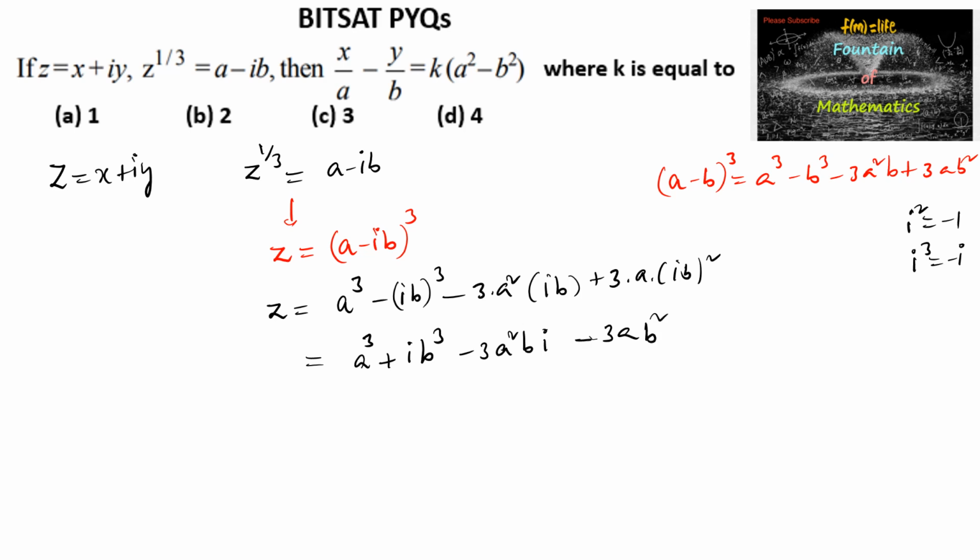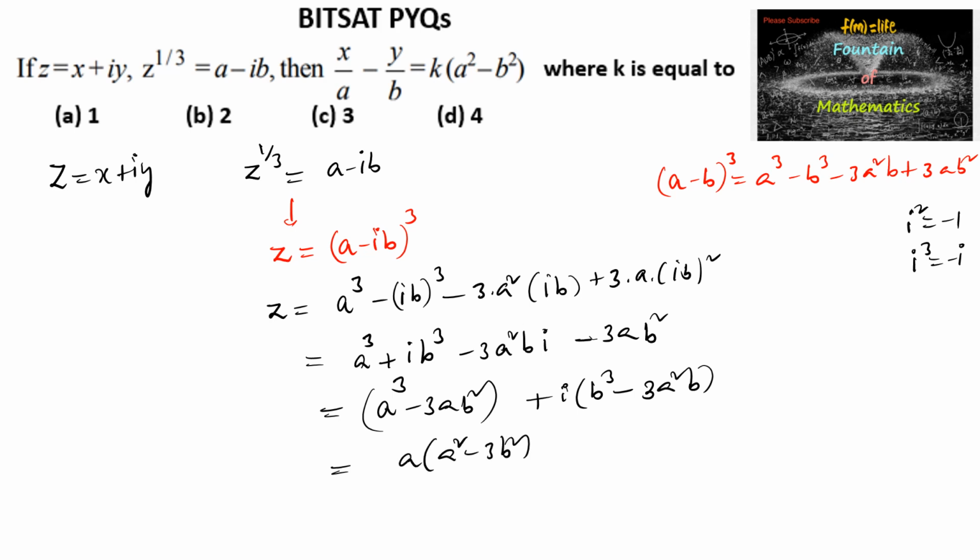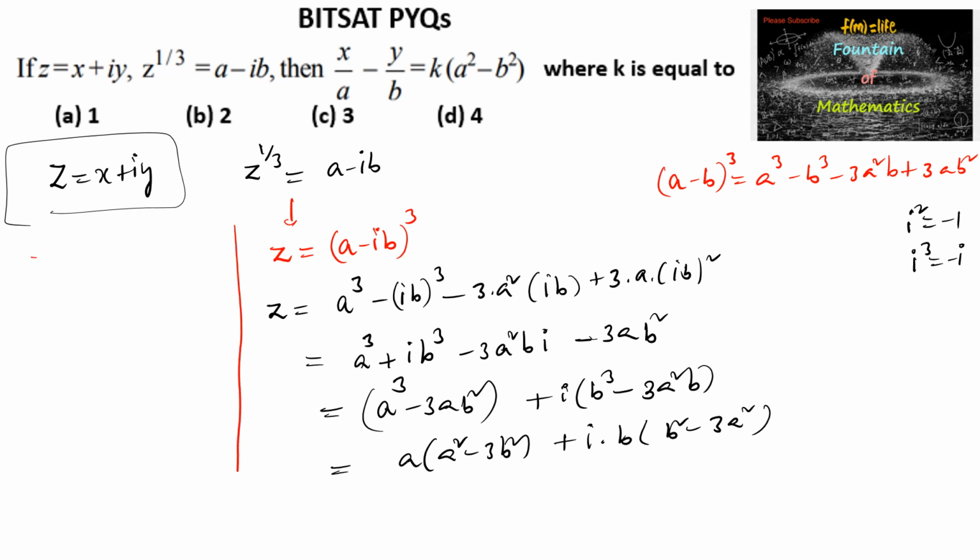minus 3ab square, or we can also write a to the power of 3 minus 3ab square as the real part, and the imaginary part I can write b power 3 minus 3a square b, and this can also be written as a times (a square minus 3b square) plus i into b times (b square minus 3a square). And now z is equal to x plus iy is given, comparing the real and imaginary parts, we get x is equal to a times (a square minus 3b square), that is x upon a is equal to a square minus 3b square.